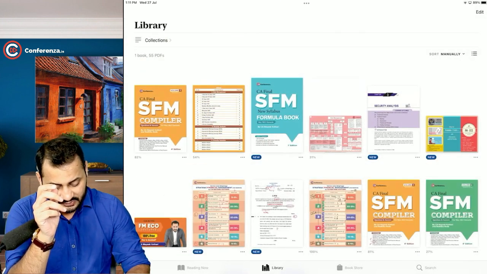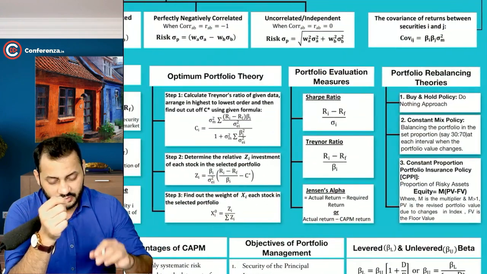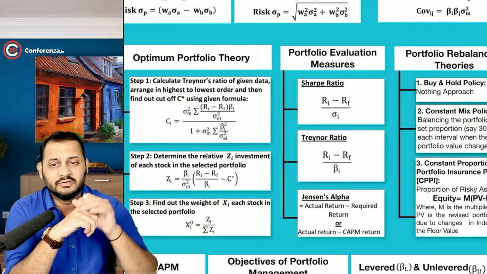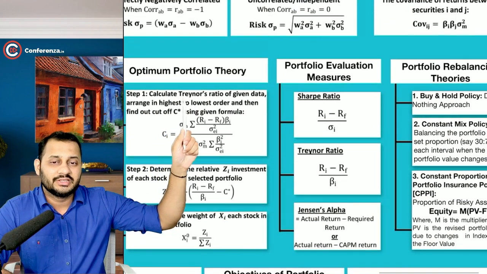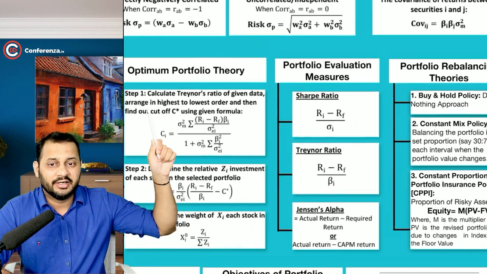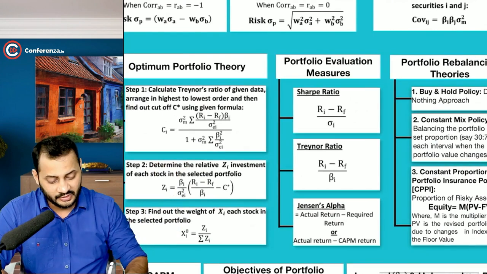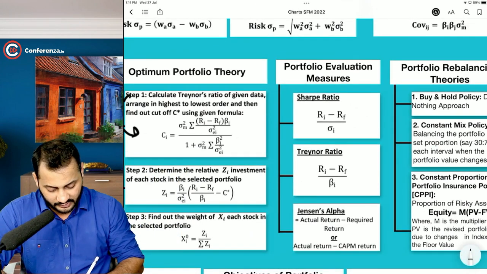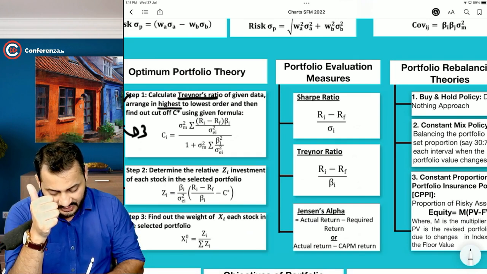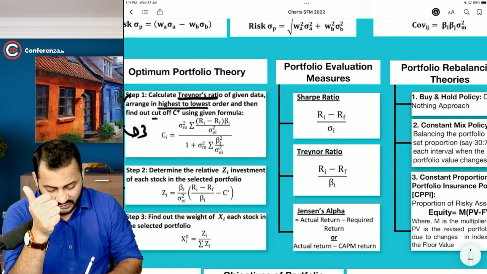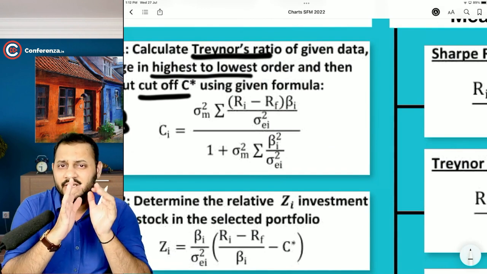Let's have a look at the charts first to repeat these steps. If you go to the portfolio management chart, this is given here, optimum portfolio theory. The very first step is to calculate Treynor's ratio of the given data, arrange in highest to lowest order, and then find out the cutoff point using the given formula. So there are 3 steps covered in this part: calculating the Treynor ratio, arranging from the highest to lowest ratio, and then calculating the cutoff point C. You will have to remember this formula, and there is no other option. But it is very easy to remember.